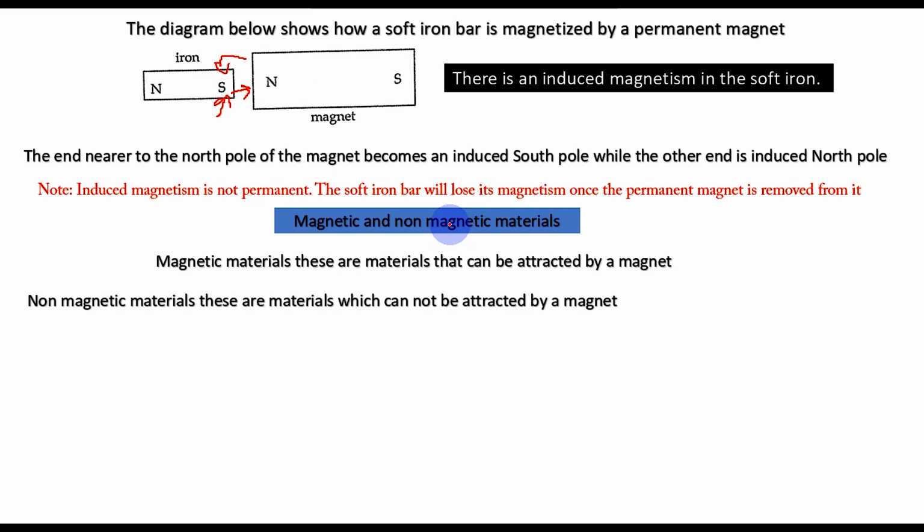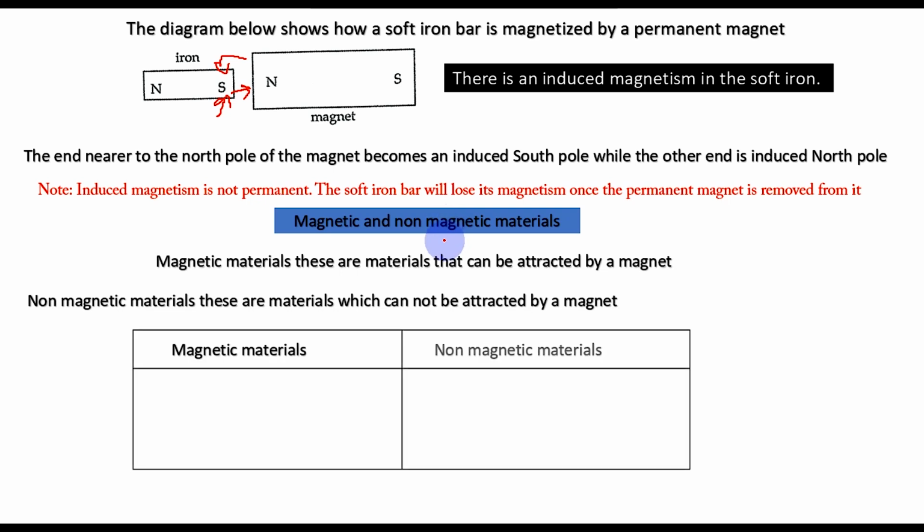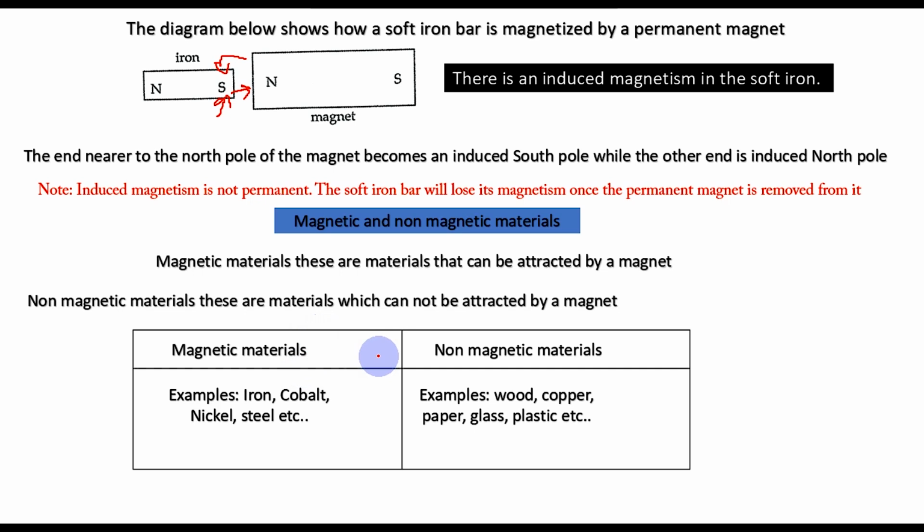All right. Let's give out some examples, okay? So the first one, under magnetic materials, we have this. We have iron, cobalt, nickel, steel. We have so many under magnetic materials. All right. Then the non-magnetic materials, we have wood, copper, paper, glass, plastic, and so many more. These are just a few.